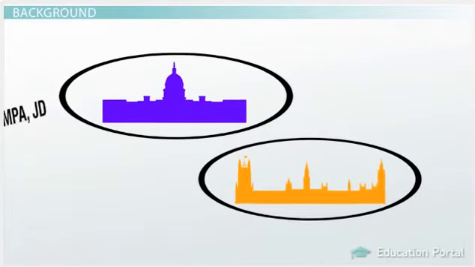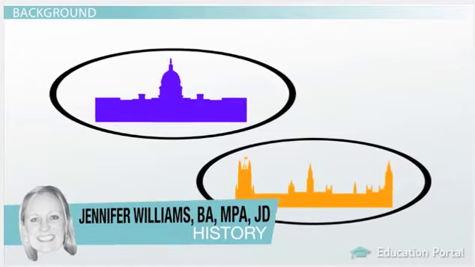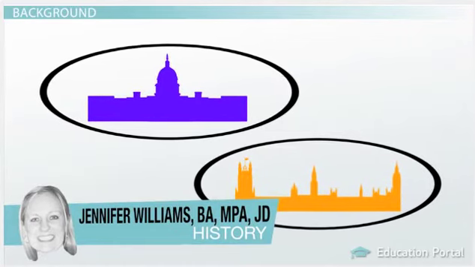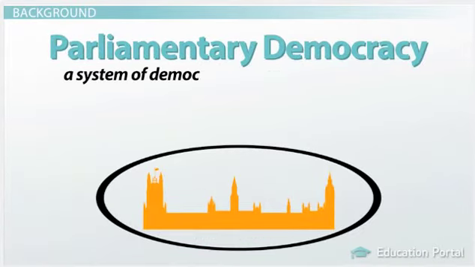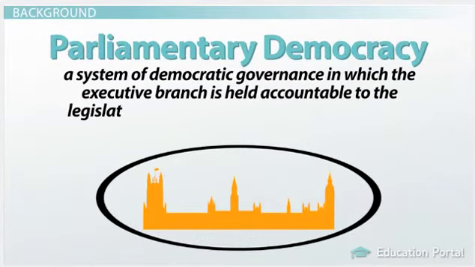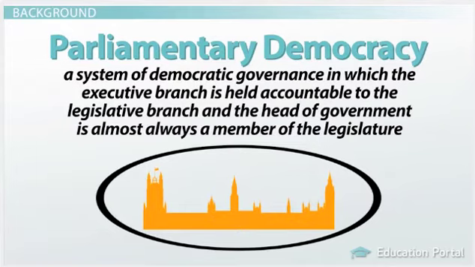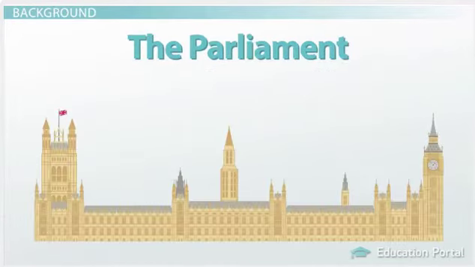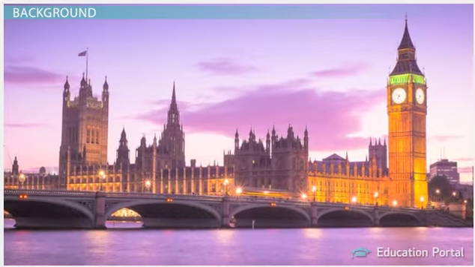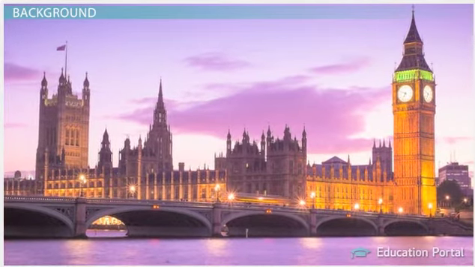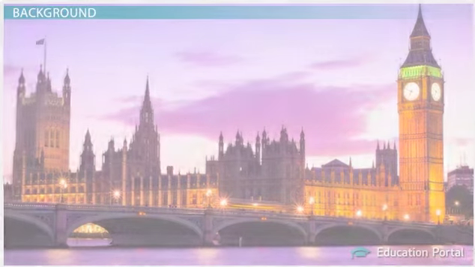Parliamentary democracy and congressional democracy are two systems of government that are utilized in democratic governments. Parliamentary democracy is a system of democratic governance in which the executive branch is held accountable to the legislative branch, and the head of government is almost always a member of the legislature. The Parliament is the legislative branch of a parliamentary democracy. This type of democracy is found in Britain and in free, independent countries that Britain used to rule.